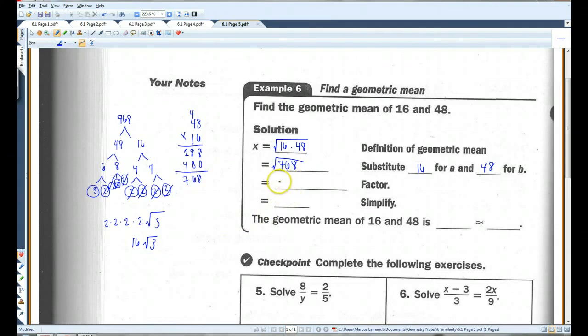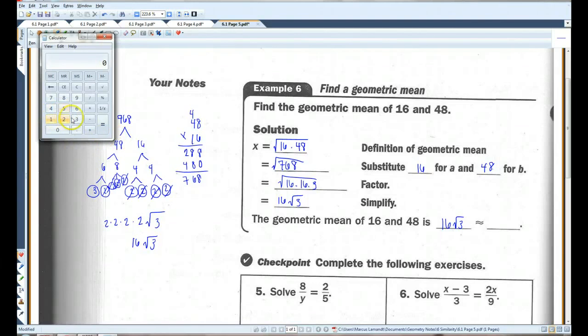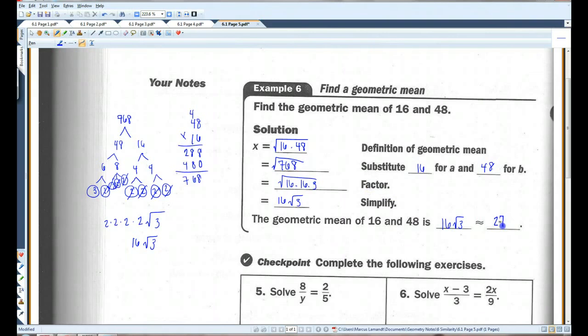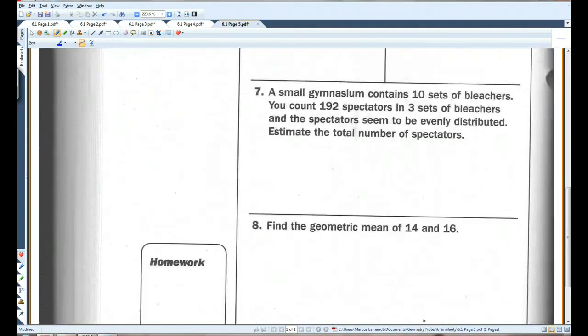I'm not sure why they have 2 extra steps. I suppose I could write it like this, 16 times 16 times 3. You could skip this step if you want. 16 root 3. So the geometric mean of 16 and 48 is 16 root 3. And if I were to take out my calculator, square root of 3 is that, times 16. This would be approximately 27.7. Alright, I'll let you guys do the last checkpoint, and that's all for today.